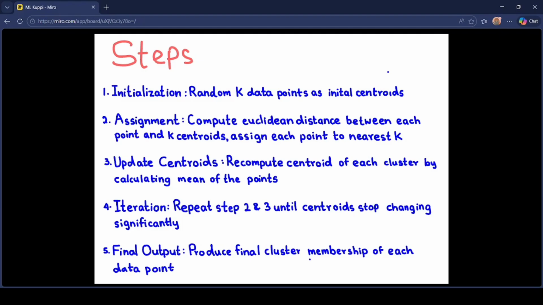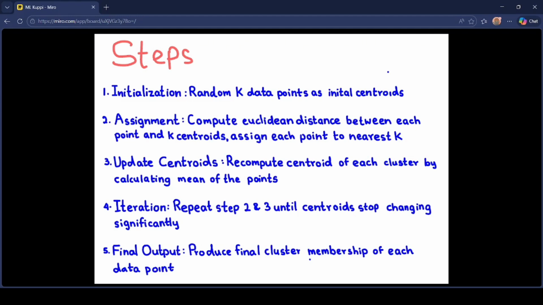Okay, so the steps are: first we initialize the data points and initialize a few K data points as centroids. Then we compute the Euclidean distance between each point and the K centroids, and assign each point to the nearest centroid. So we assign a few K points as initial centroids, compute the Euclidean distance between each point and these, assign the closest points to the centroids, and then recompute the centroid for each cluster.